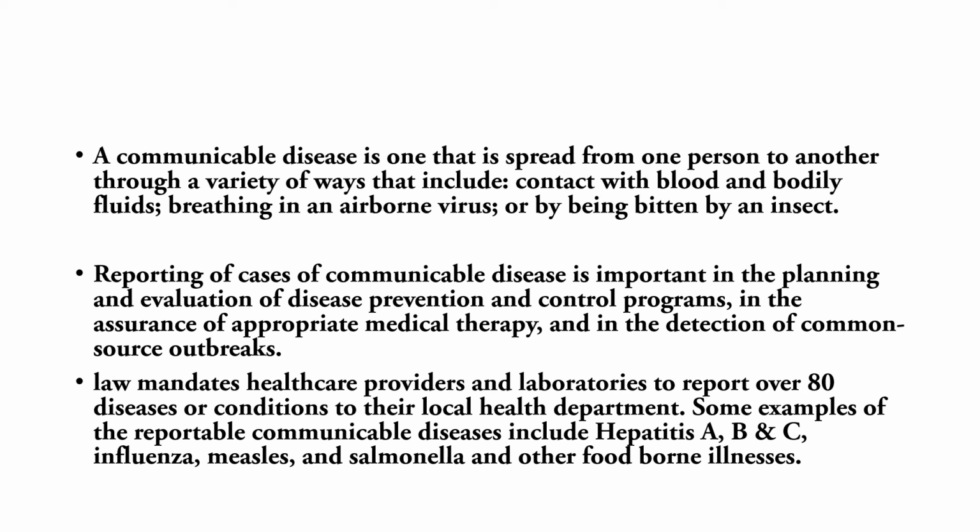A communicable disease is one that is spread from one person to another, so that is from person to person. And there are many ways by which we can transfer this infection. Right, for example, when we talk about transfer, that is the mode of transmission. It can be by contact with blood or body fluids, by respiration, by breathing, an airborne infection can be virus, bacteria, and by being bitten by an insect, right? Or maybe sexual transmission. So there are many ways by which we can transfer communicable diseases.